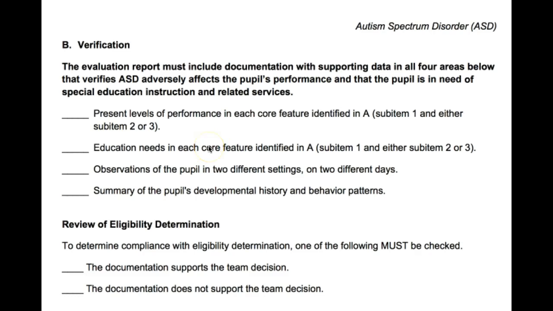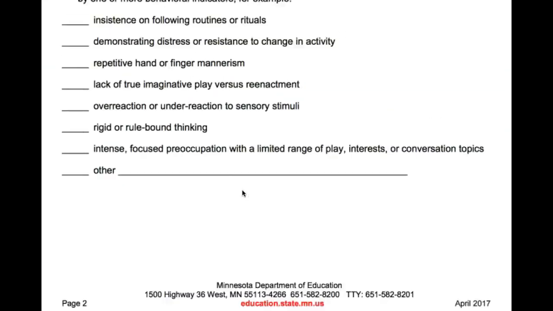They need to have education needs identified, the observations of them in 2 different settings, and a summary of their developmental history. So just like DCD, where I told you that the criteria didn't necessarily need assessments, like a cognitive or achievement assessment. For ASD, the checklist does not include necessarily a cognitive and an achievement assessment. Now it could, but the criteria doesn't look for that.